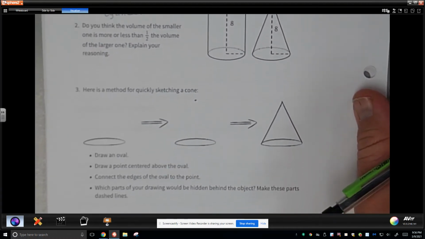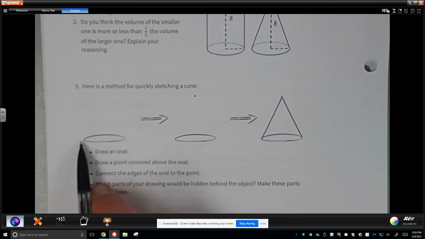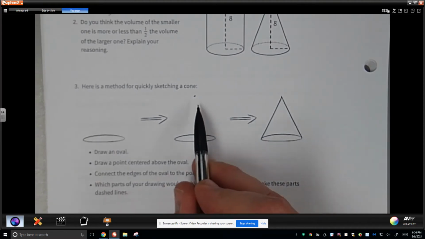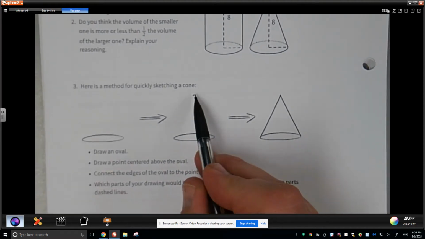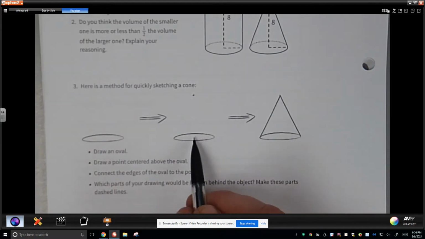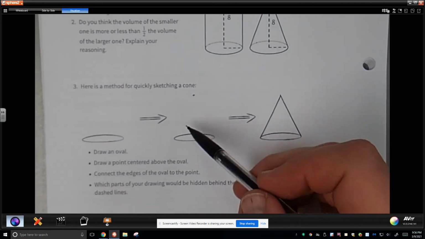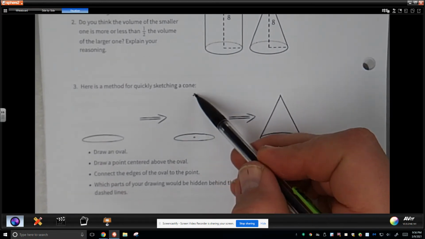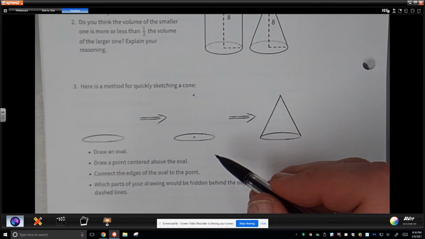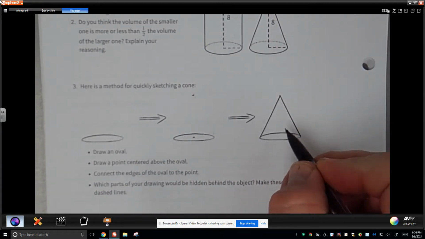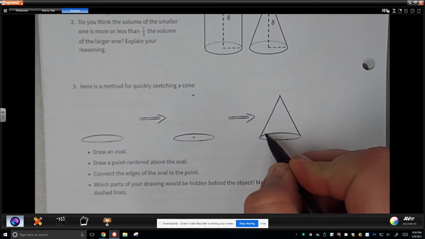Quick method for thinking about how to sketch a cone. Start with the base, just draw an oval, draw a point at the center above that oval, so straight up above, somewhere above the center. It might also be helpful for you to put a point right there in the middle. Connect the edges of the oval, so this edge right here, to that point up above. And the reason for this center point is just to help us to figure out where the height of this would be. And when we're talking about these pieces, which part is actually hidden? The part that's hidden is this line right here.